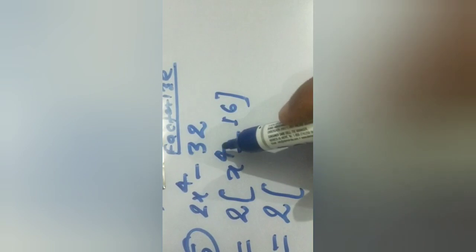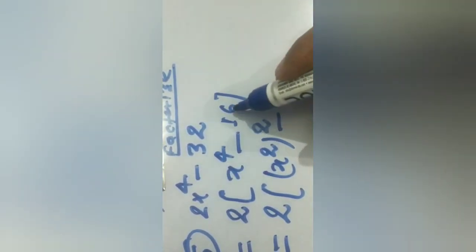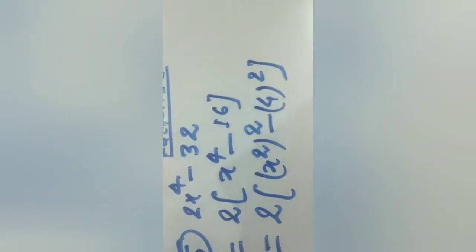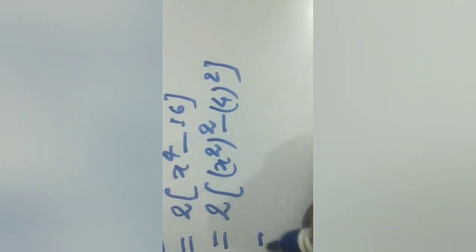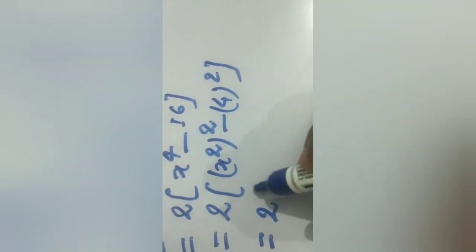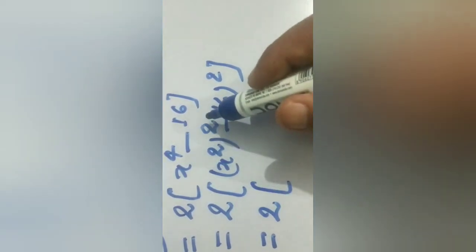Then here we have 2, and you can see this x power raised to the power 4 can be written as x square, and the whole square, a square of a square. When it will be multiplied, 2 multiplied by 2 will be equal to 4, and this 16 can be written as 4 the whole square. So this will be 2 and x square the whole square.